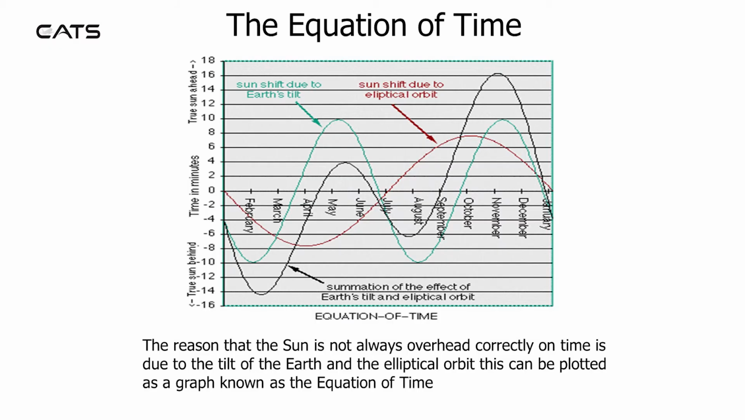The equation of time. The reason that the Sun is not always overhead correctly on time is due to the tilt of the Earth and the elliptical orbit. This can be plotted as a graph, known as the equation of time. The greatest difference in time is found in February and November.